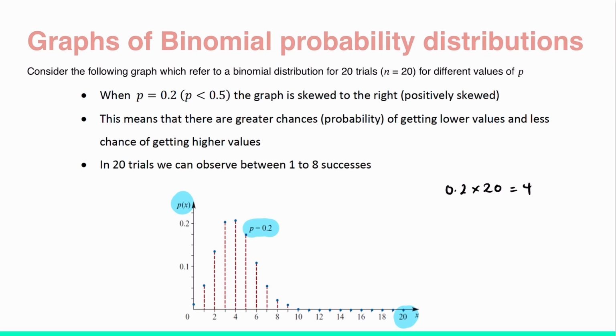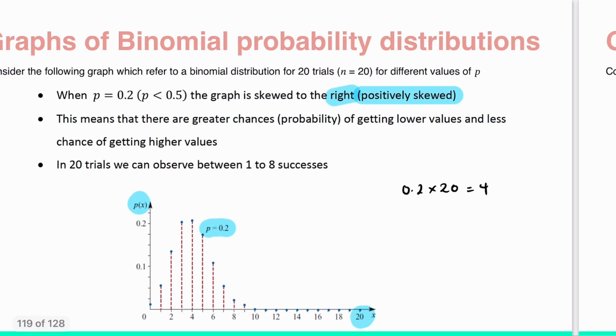So in general, you can think about if I've got a low probability, I've got a lower chance of success, and this is what we call positively skewed. It's skewed towards the right-hand side. So that's what positively skewed looks like.